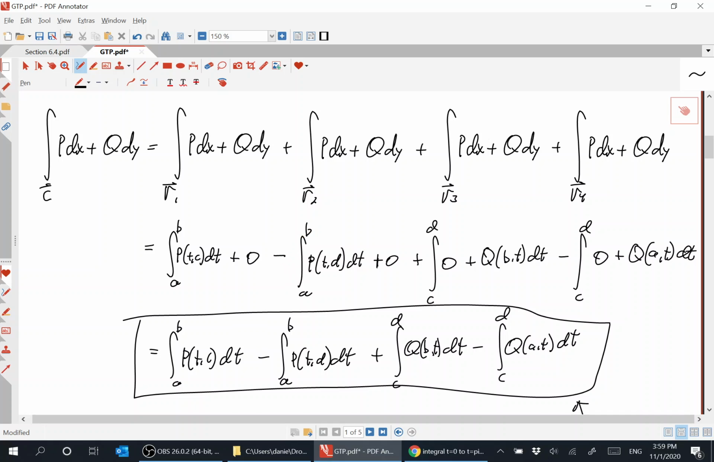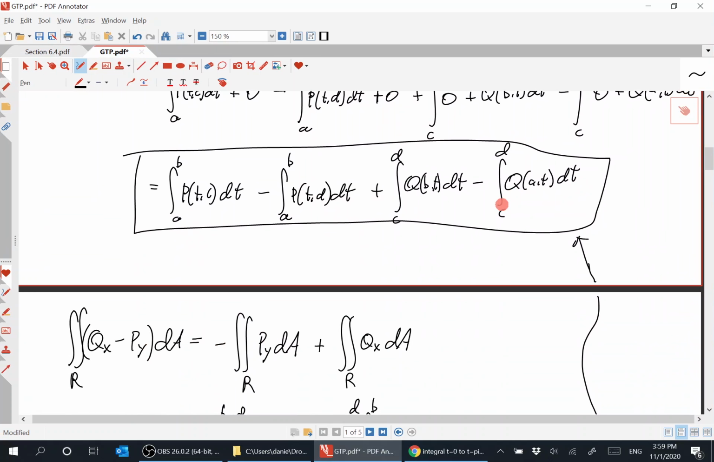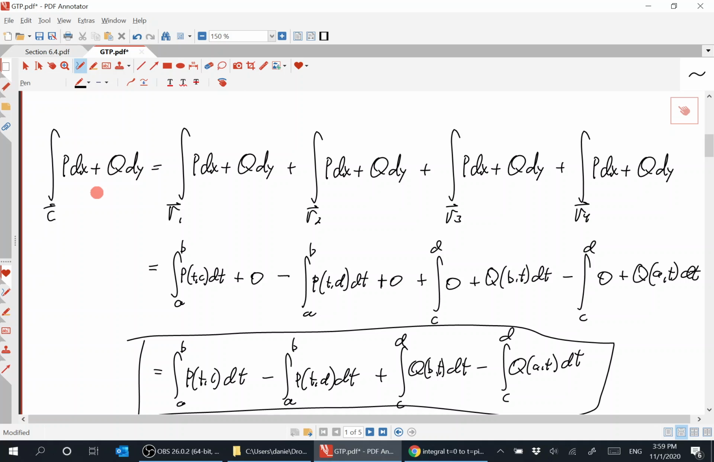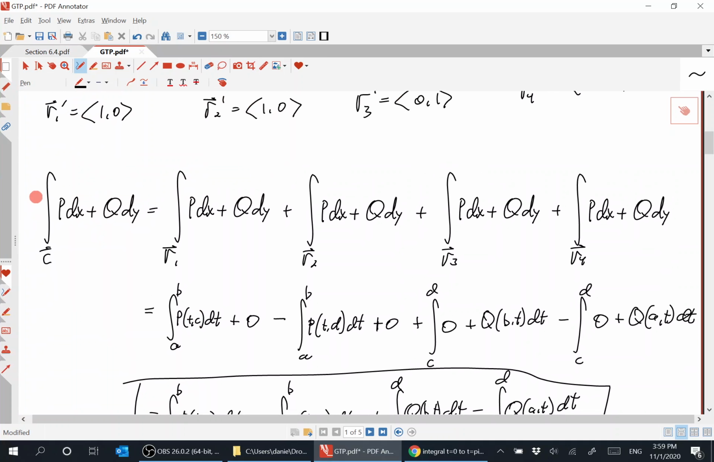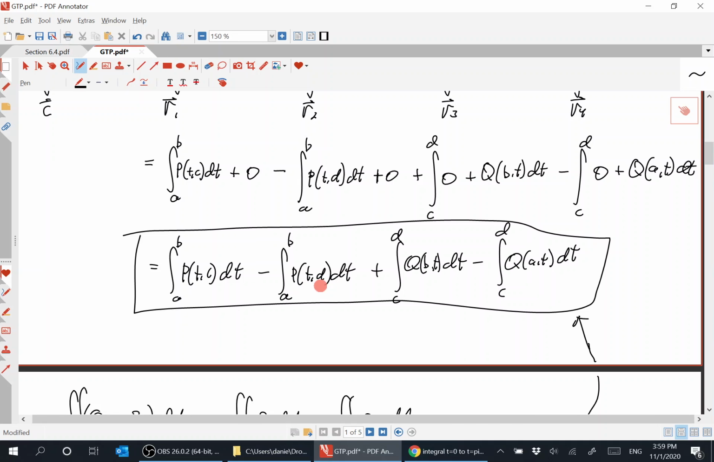Similarly over here, you get the integral from c to d of q(b, t) dt, minus the integral from c to d of q(a, t) dt. You have to flip the d and the c around in this one. That's why you get the minus sign here. Great. All right. So that's the line integral, and it equals this.